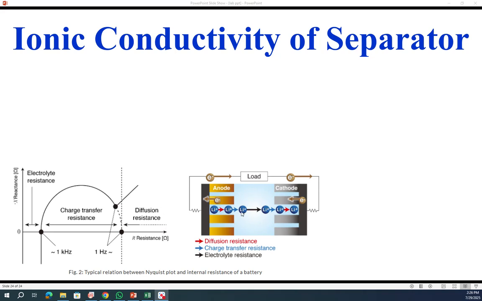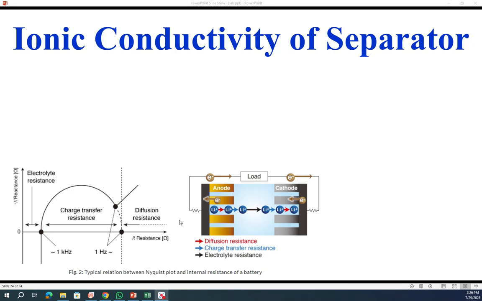And when the lithium ion passes through the electrolyte, or if there is a separator, through the separator, there is also a small resistance, and this resistance is known as electrolyte resistance. If there is a separator, it may also be known as separator resistance. Apart from these resistances, there are wire resistances, which we can neglect because of their low values.